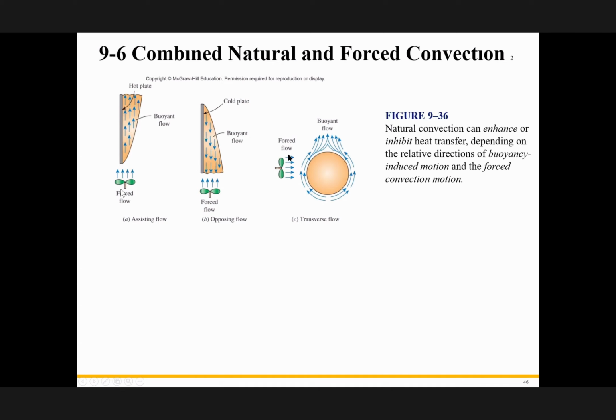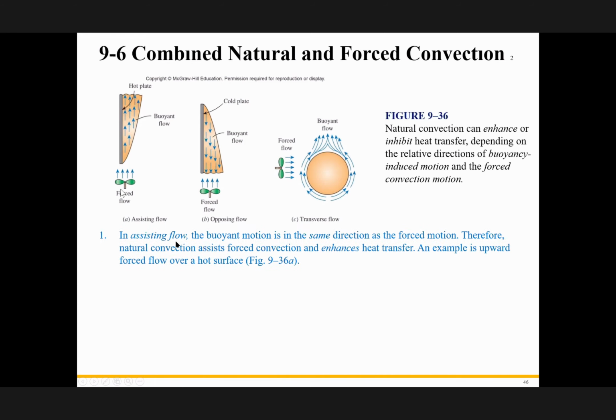Therefore, it's the transverse case. Again, in your textbook, they gave you one example of how to solve this problem, and that's for a vertical plate, for this scenario. We don't have one for this transverse case. We have it for the cases where they are working together as a team or fighting against each other, okay? In assisting flow, the buoyancy motion is in the same direction as the forced convection. Therefore, the natural convection helps the forced convection. They add to each other and work together.